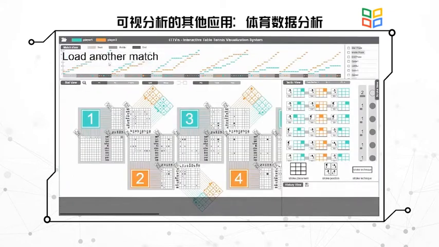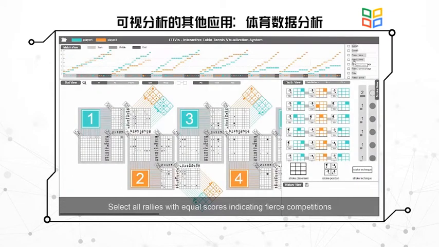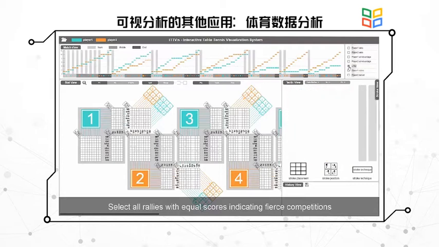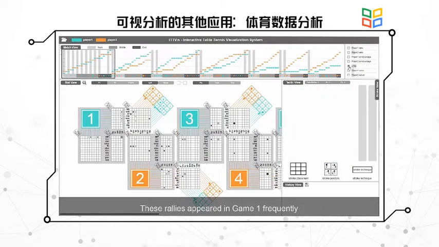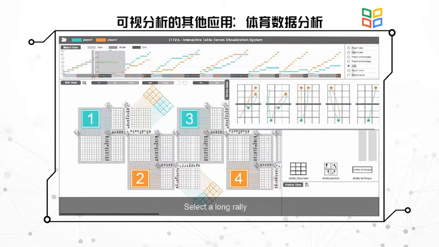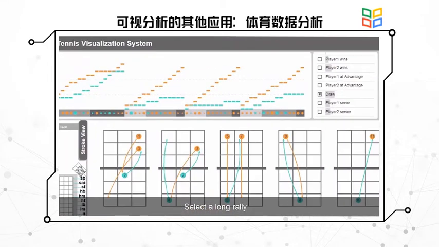In the second match, we select all rallies with equal scores indicating fierce competitions. These rallies appeared in Game 1 frequently. It seems that both players were eager to win the first game. We then select a long rally of Game 1 to see the details in the stroke view. We can see that the second stroke struck the ball to the half-long area. It caused a disadvantage of the stroke player, for it did not control the ball within the short area.